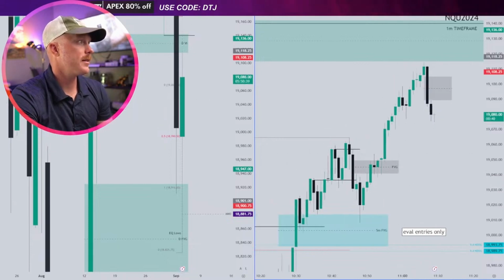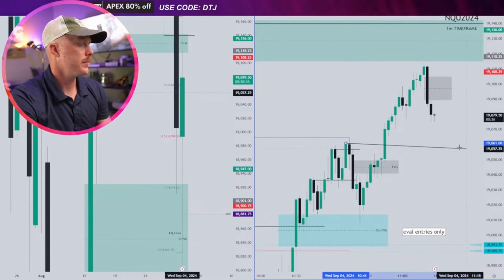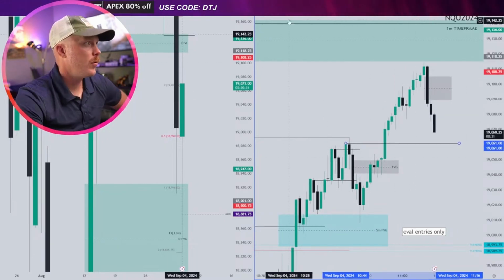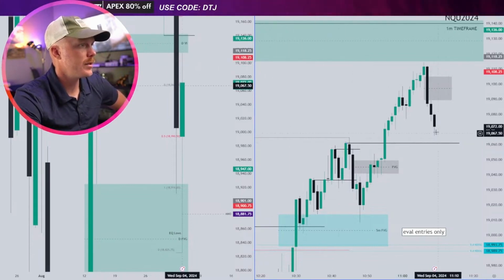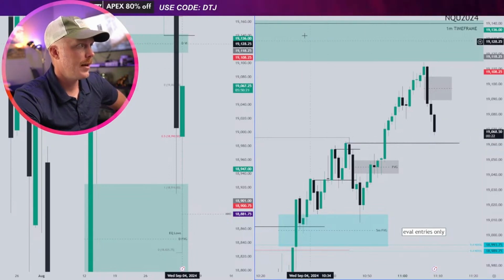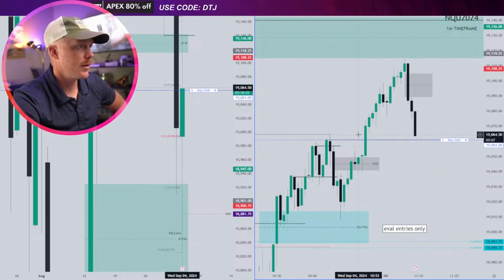Okay, I like this level here. Look at this breaker. Nice breaker right there. I will take a long right when we hit it because we should get 5 points or something like that. 5 to 10 points off of this reaction. And if it's just a reaction, it's just a reaction. Let's see if it gets down there. Come on.